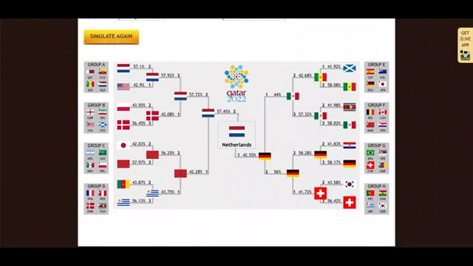As you can see there, we've got a pick of the Netherlands winning the World Cup, defeating Germany in the final. That would be a rematch of the 1974 final in which Germany won the tournament.